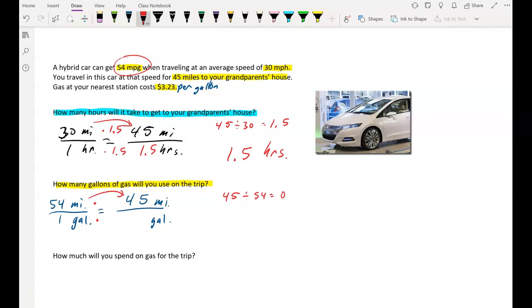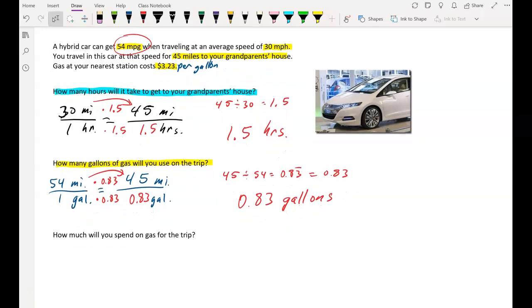That's 0.83 repeating, or just 0.83. And so 0.83 goes here, 0.83. So 1 times 0.83 is 0.83. So how many gallons of gas will it take? Well, less than 1. 0.83 gallons.